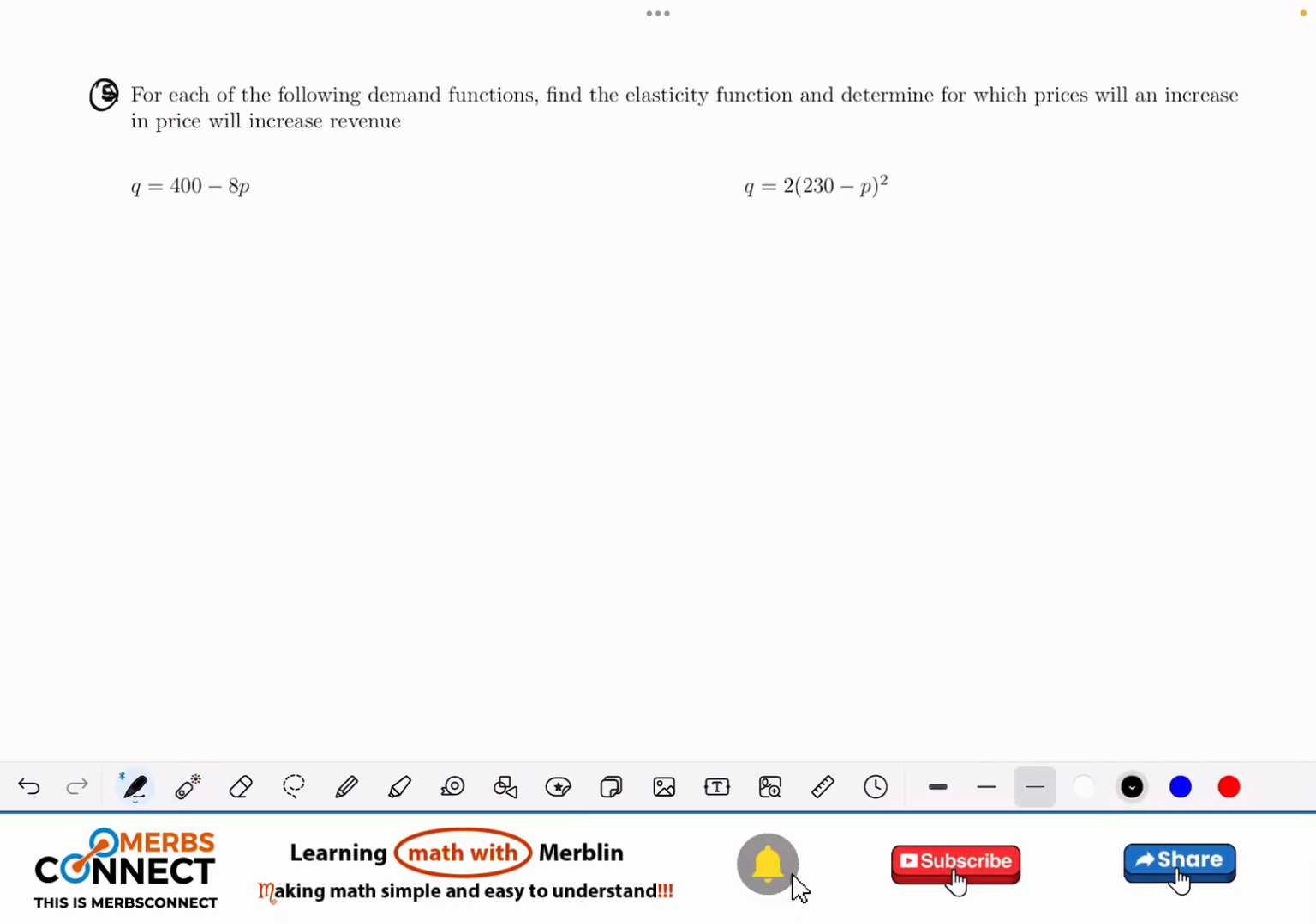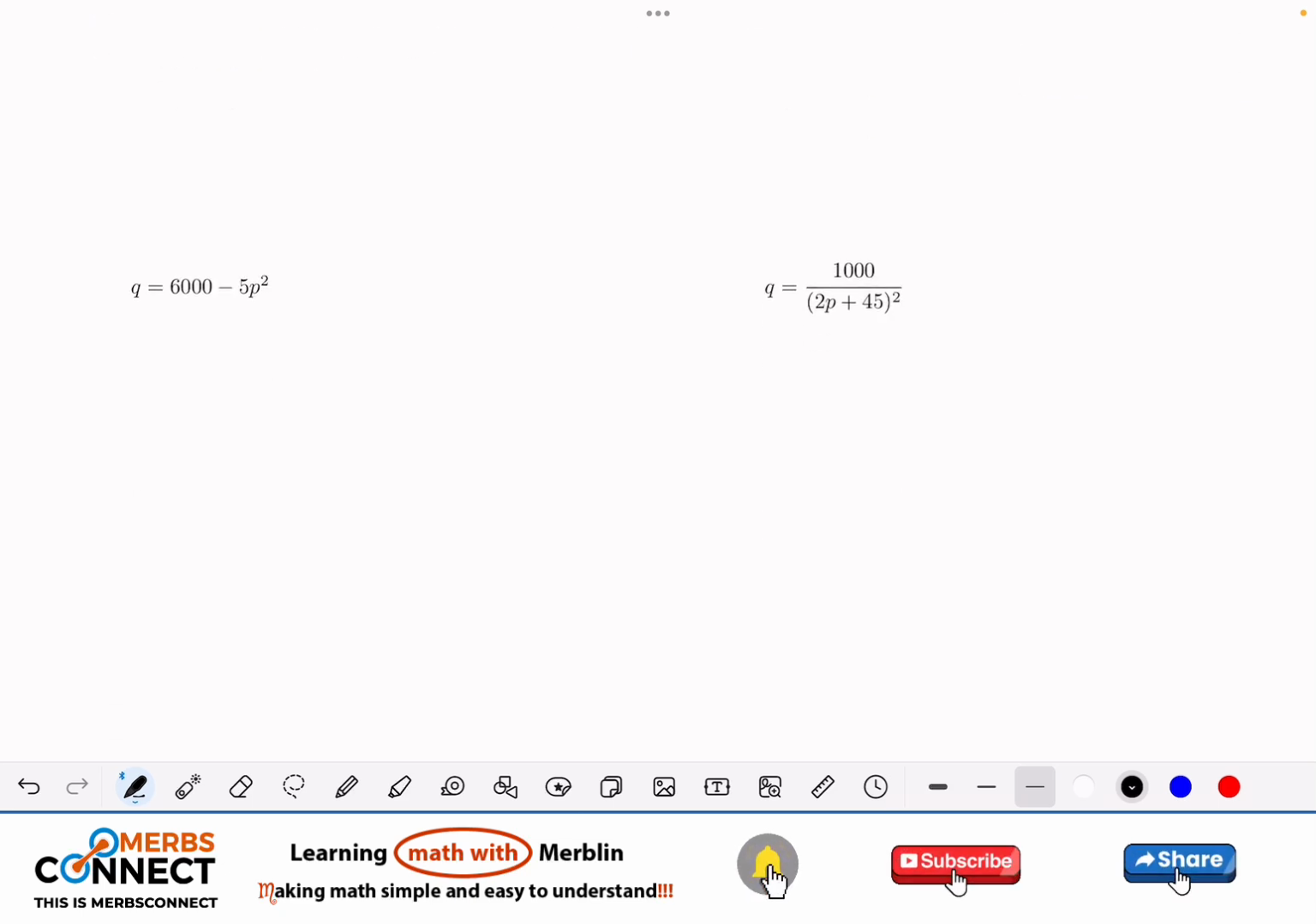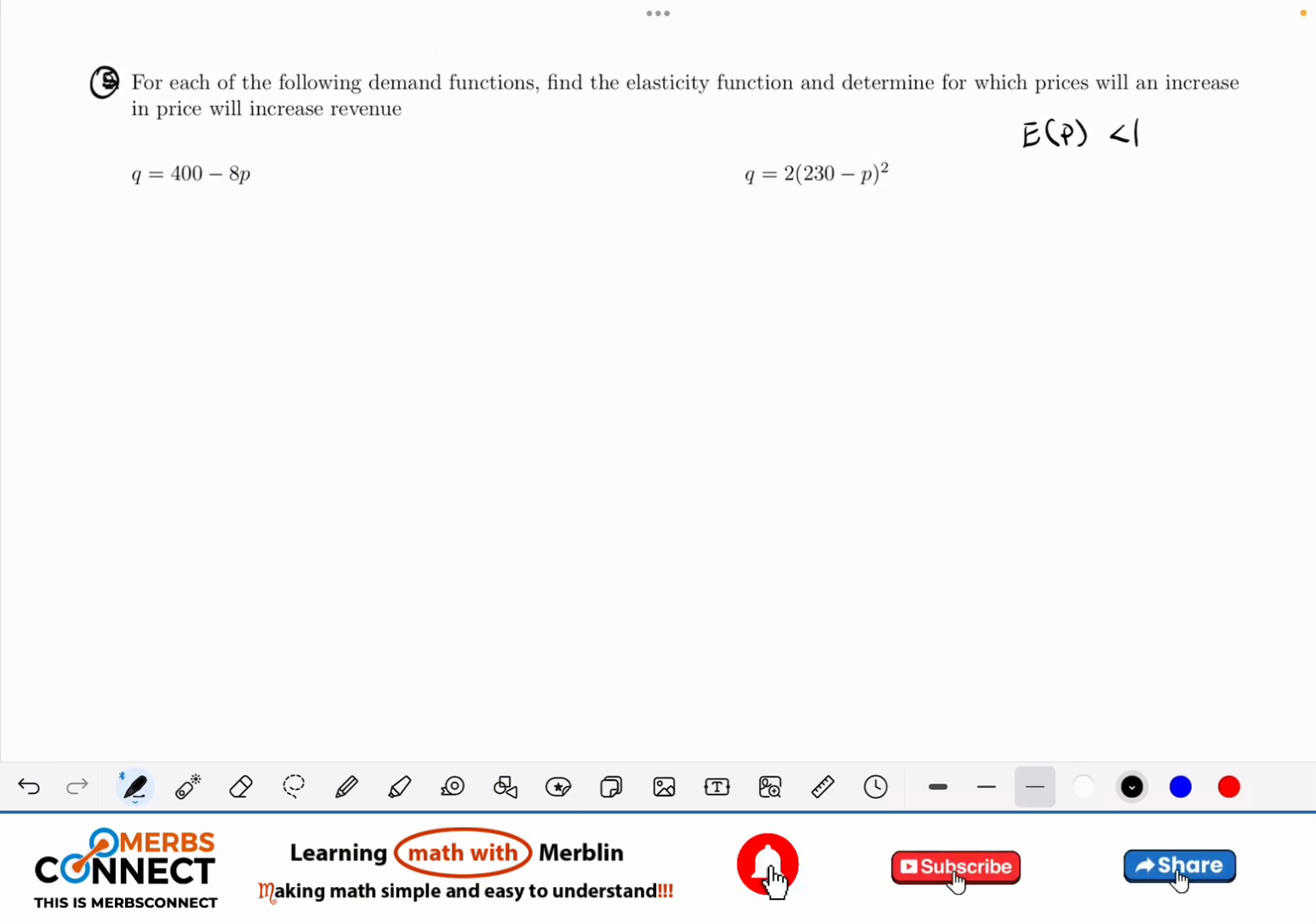So don't forget, anytime we talk about increase in price, increase in revenue, we are talking about the inelastic, where E of P is less than 1. So that's what we need to do. So everything that we are going to do here is, first we need to calculate the elasticity before we can determine the price. So 4 of them, let's go through quick.